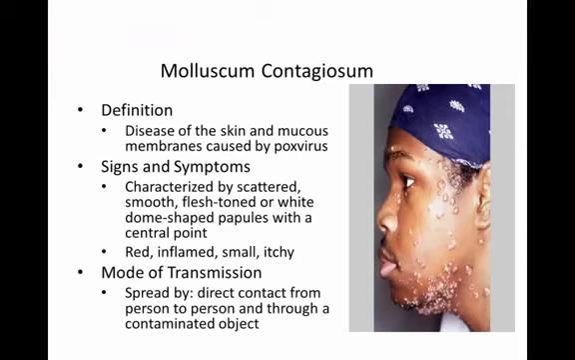Molluscum contagiosum is a disease of the skin and mucous membranes which is caused by the pox virus. Signs and symptoms are characterized by small, smooth, flesh-toned or white dome-shaped papules with a central point. They may be red, inflamed, or small and itchy. The mode of transmission is spread by direct contact from person to person and through contaminated objects.